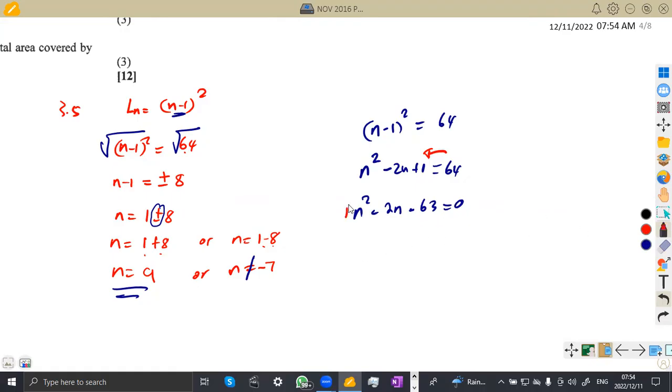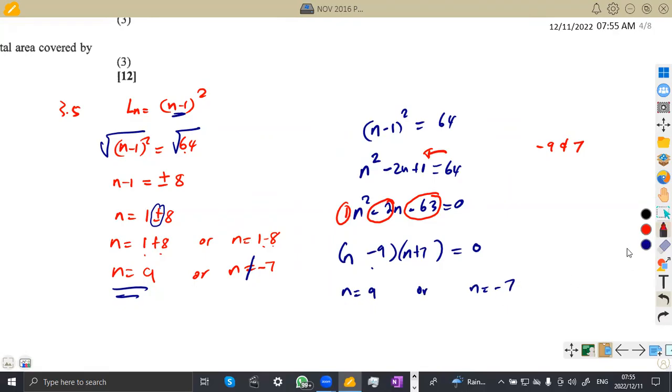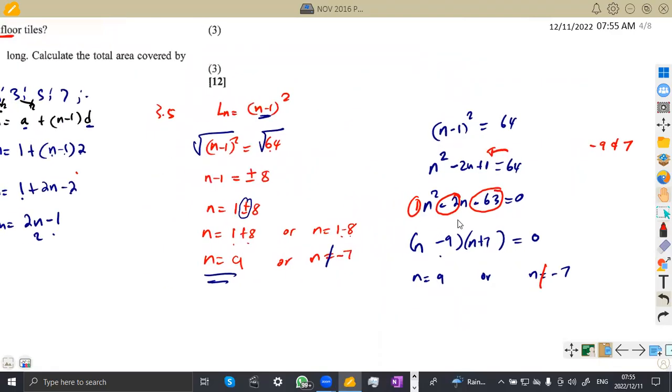So you now solve the equation by factorization. Since the coefficient of n squared is 1, we simply need 2 brackets with n and n. Focusing on negative 63, what are the factors of negative 63 that, when you add them, must give you negative 2? So we have got negative 9 and 7. That's negative 9 plus 7. Setting each bracket equal to 0, n is going to be 9, or n is going to be minus 7. So that's what you're going to have. As you can see, we could have solved this equation in so many ways.